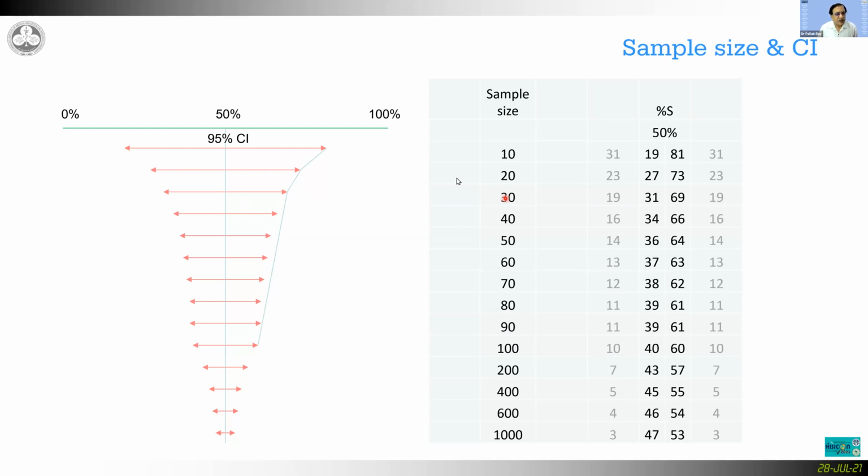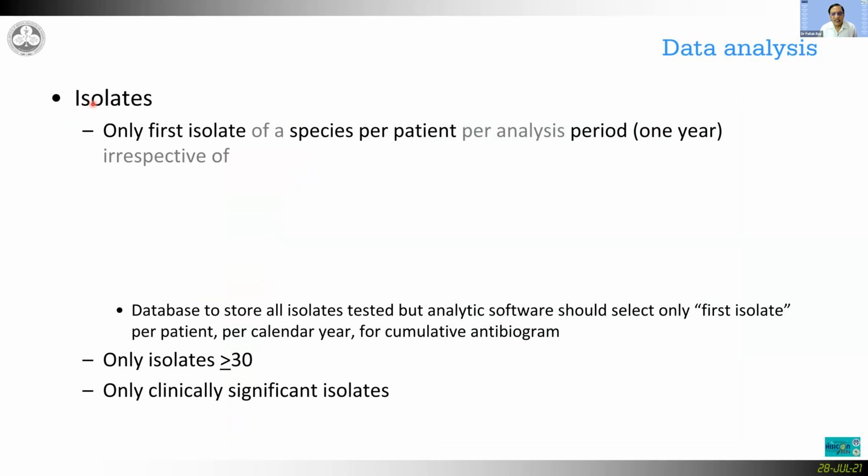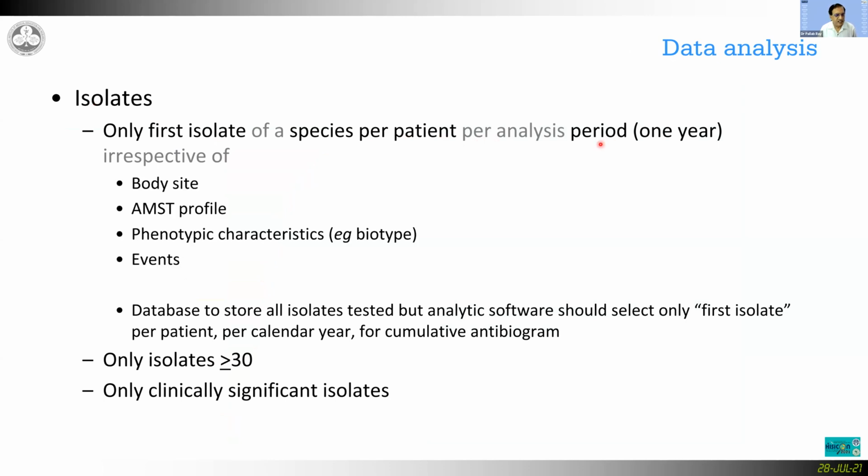Isolates: only the first isolate of a species per patient per analysis period, irrespective of body site, susceptibility profile, phenotypic characters, or events. The database should store all the isolates tested, but you should have analytic software which selects only the first isolate per patient per calendar year for the cumulative antibiogram, if you are doing it yearly. Only isolates numbering 30 or more should be included for percentage calculation. If the number is below 30, what to do will come later. Only clinically significant isolates are to be taken up.